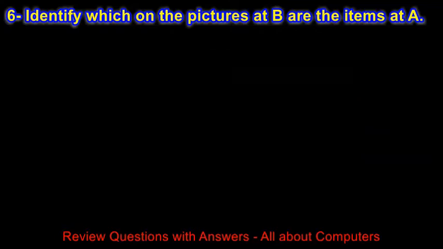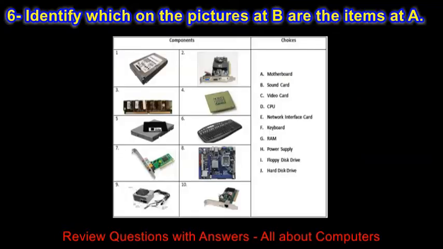Okay, components and the choices. How many components do we have here? 10. Okay, so number 1, that would be hard disk. So hard disk is letter J. Number 2, that would be video card, letter C. Number 3, RAM or memory. Letter G.